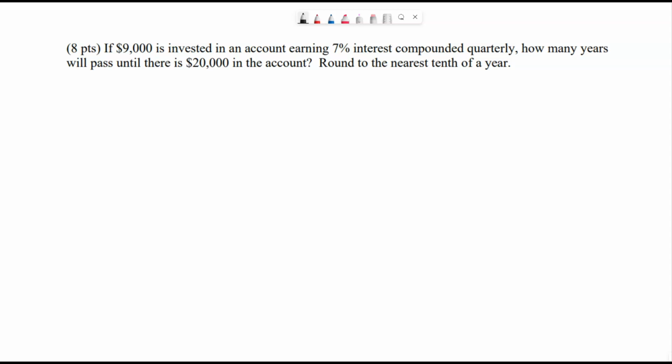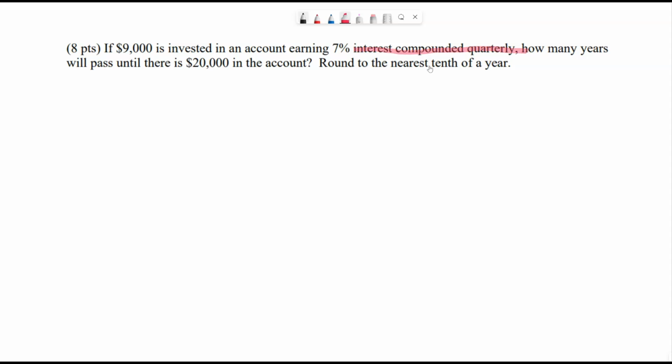If $9,000 is invested in an account earning 7% interest compounded quarterly, how many years will pass until there is $20,000 in the account? Round to the nearest tenth of a year. All right, the key word here is the interest is compounded quarterly.